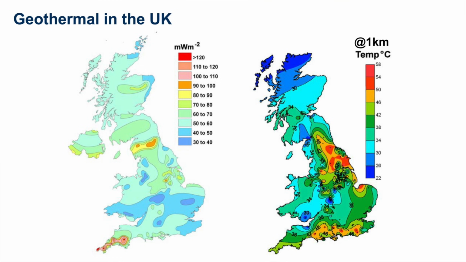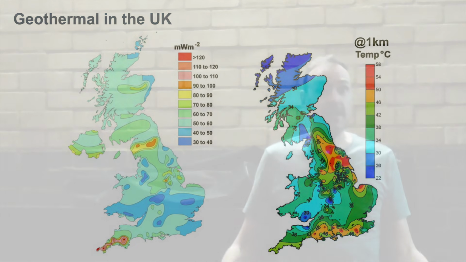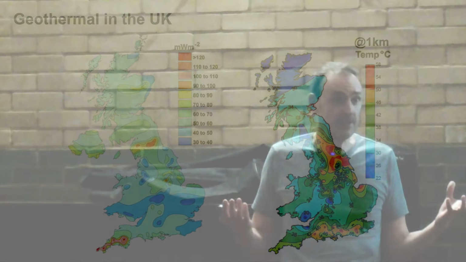But there is a well that operates in Southampton from the Sherwood sandstone, at a depth of about a couple of kilometres. That produces hot water at about 70 degrees and provides some district heating to Southampton. But that's the only example we have of an operating open loop well in the UK.